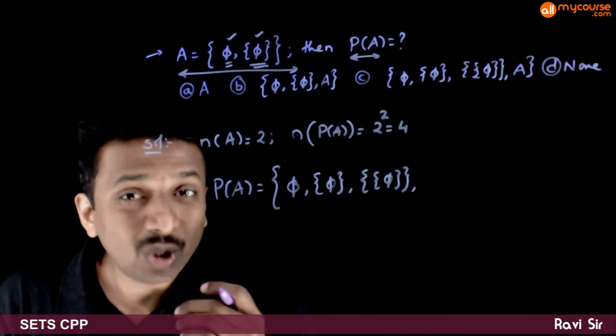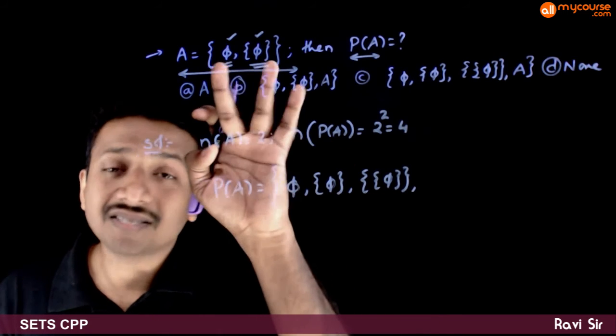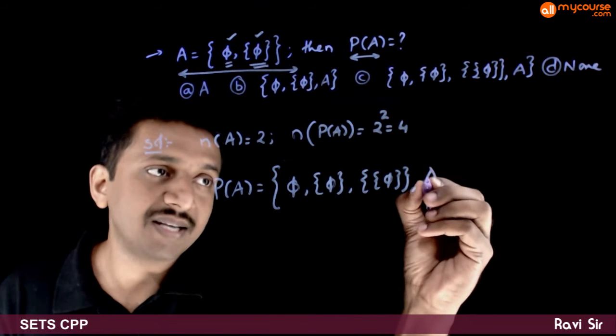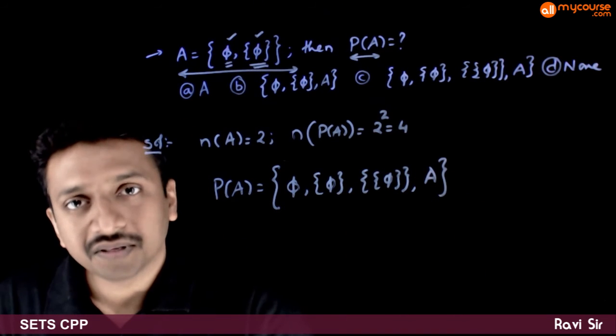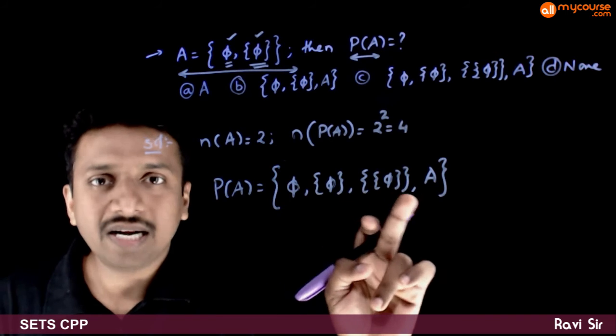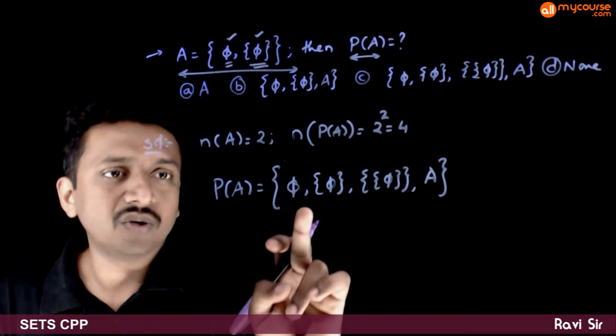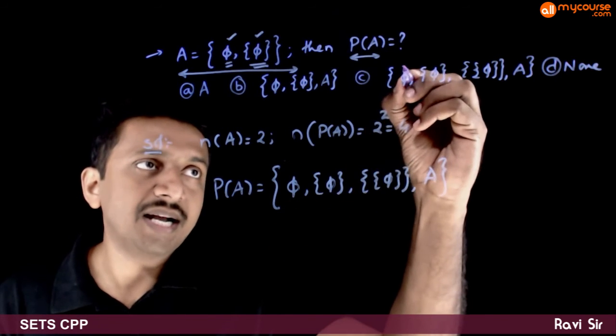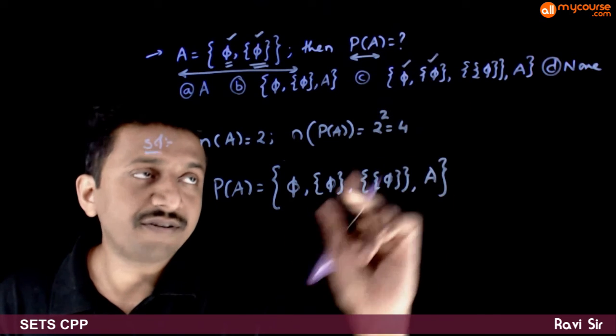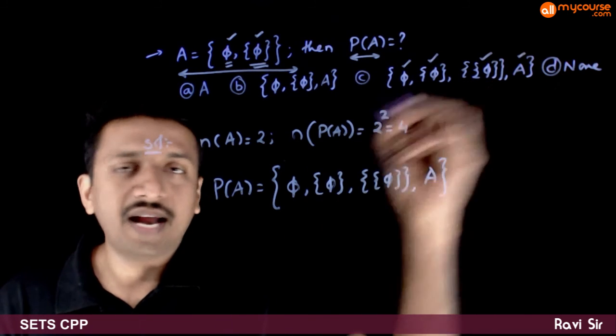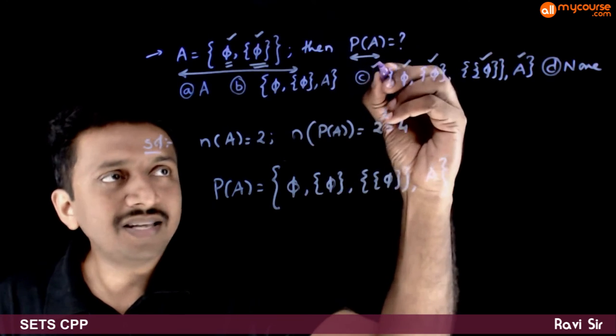And what are the 2 element subsets? That is the total set. Every set is a subset of itself. So 1, 2, 3 and 4 elements. So the answer is the power set of A is the set containing phi, set phi, set of set phi and A. Option C is the right answer.